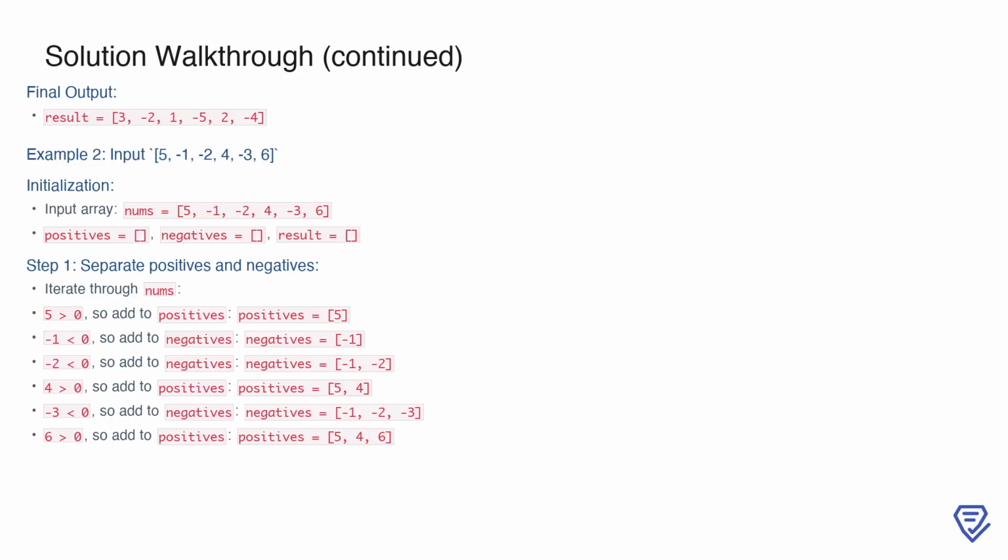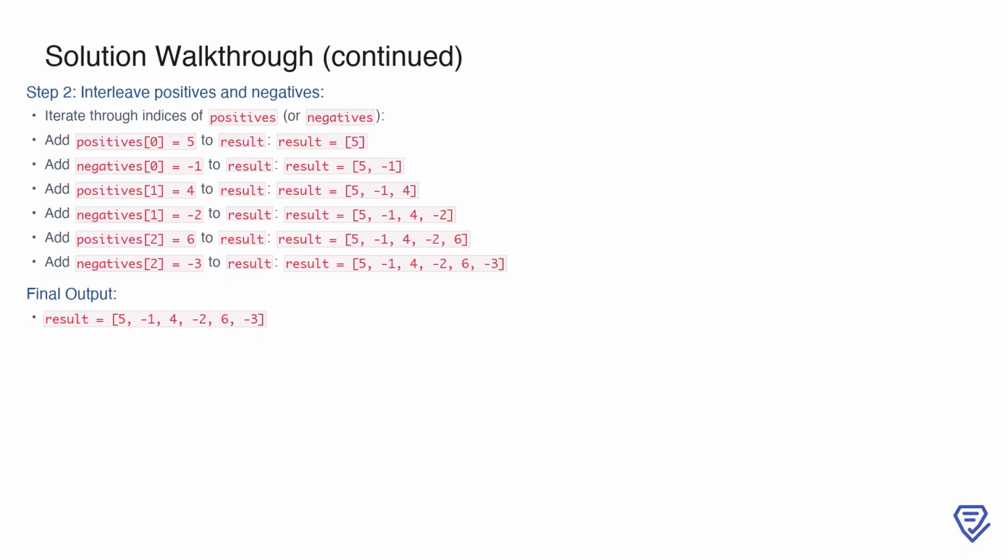Let's now look at another example to reinforce this approach. Consider the input array 5, -1, -2, 4, -3, 6. We begin by initializing three empty lists: positives, negatives, and result. The goal remains the same, to separate the numbers into positive and negative lists, and then interleave them.